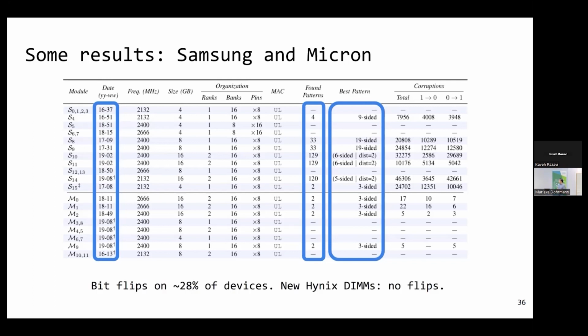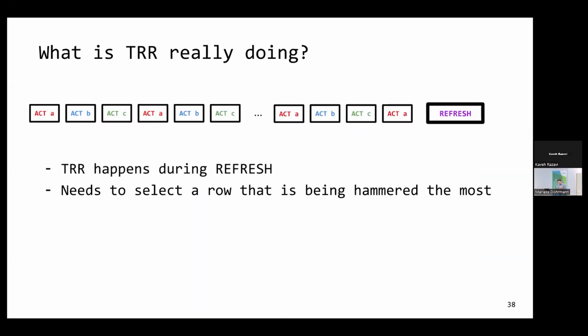So we found bit flips on 28% of these 40 devices. And the new Hynix DIMMs seem to be doing something different, so we couldn't trigger bit flips anymore, okay? So the question was, can we do better, right? 28% still feels better than DDR3, right? And then we started really thinking more formally about this.